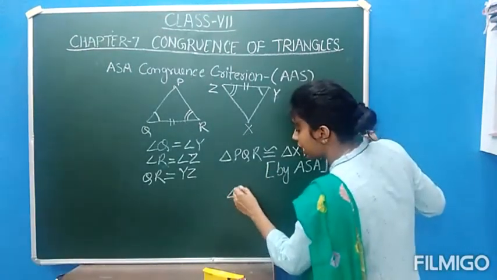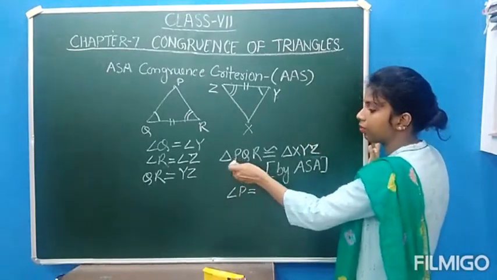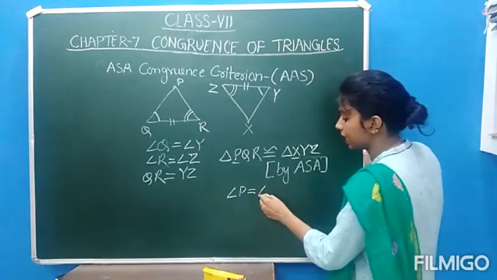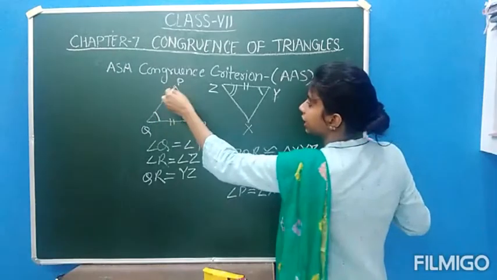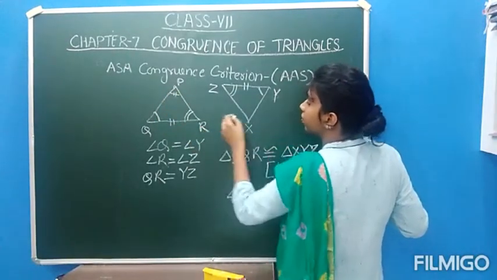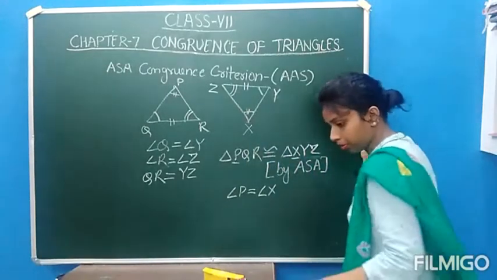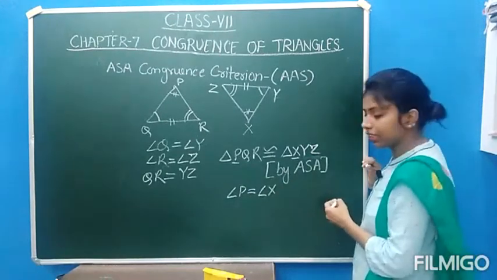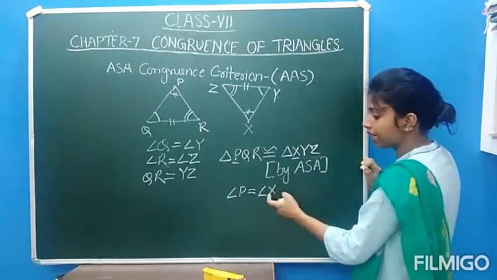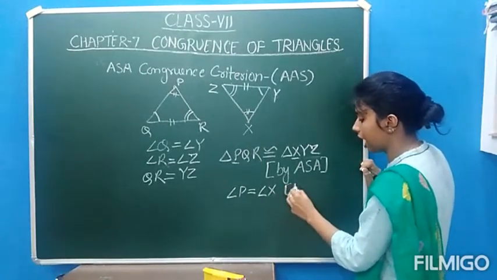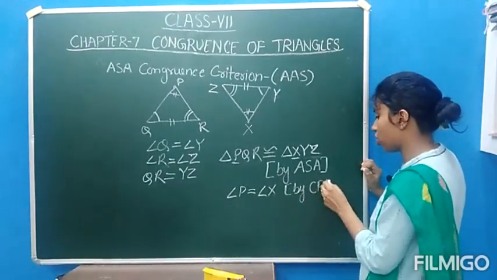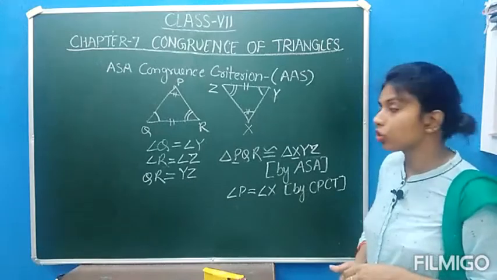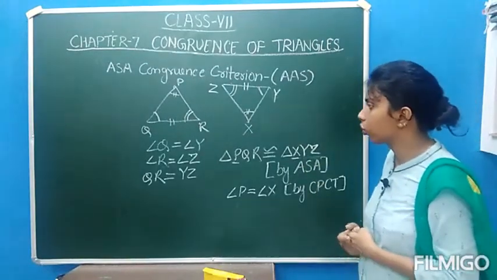We can write angle P is equal to what? Angle P is at the first place, so it's going to be equal to the first place here also. So angle P is equal to angle X. Let's see in this figure. Angle P is equal to angle X, and the reason is that they are corresponding parts of congruent triangles. In short, we write CPCT. Similarly, other corresponding parts are also going to be equal.